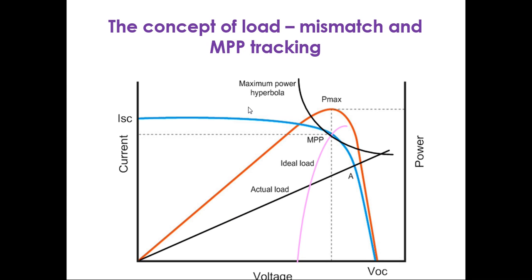In the first case, this sky blue line is the IV curve, the red line is the PV curve, and we need to track the point. The pink line shows the behavior of the ideal curve, but every time the ideal curve is not like this. If it is an actual load, for example a rheostat, it might be this line. So we need to track this power. It can reach over here, which shows the maximum power hyperbola on the IV curve, and it will track the maximum power.